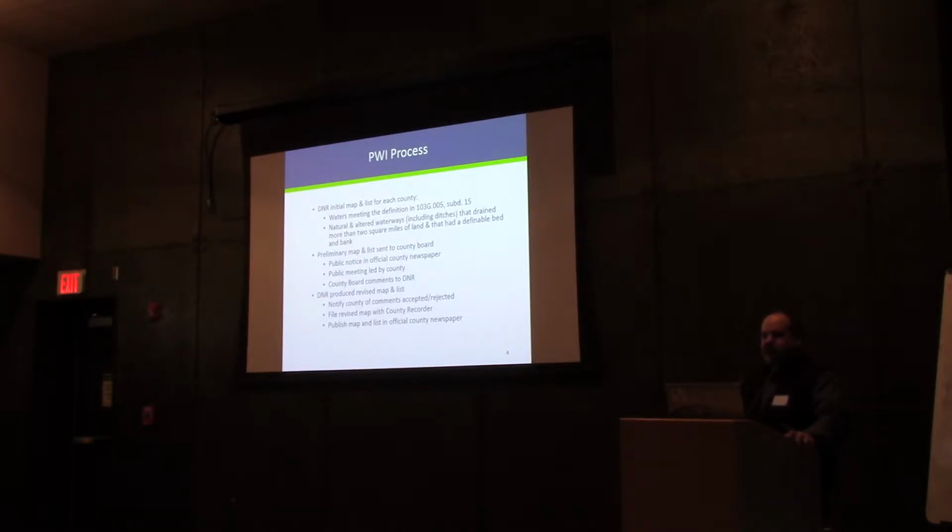So generally the process took place in the early 80s, and it started out with the DNR creating a preliminary map and list of public waters and providing it to the county, and then the county would have a public meeting on it.